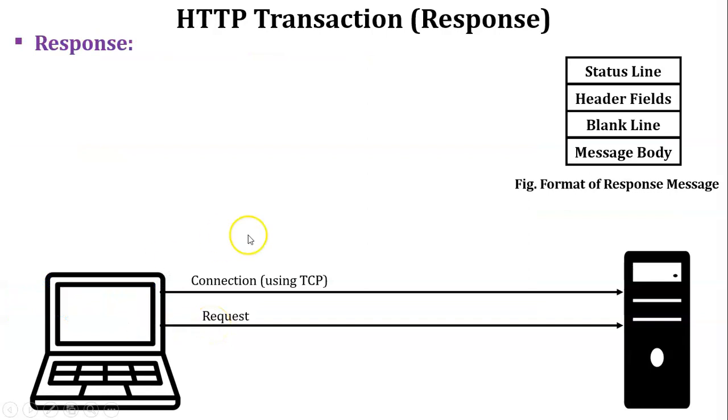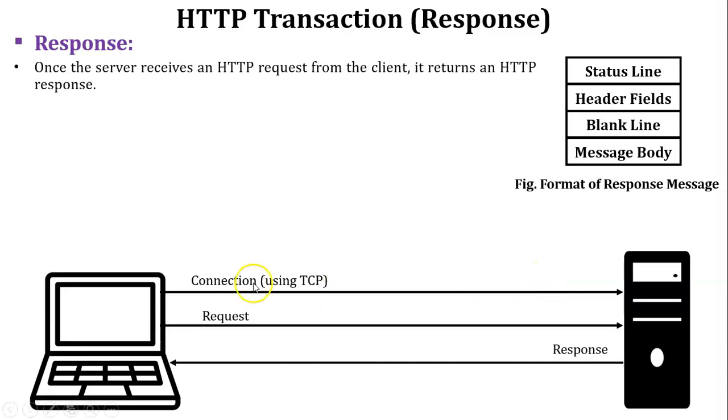Next component is response. We all know that the response message is sent from server to client. This figure shows the format of the response message. There is a minor difference between the format of the request message and the format of the response message. In request message format, the first field is the request line. In response message format, the first field is the status line. The remaining three fields are the same as the request message format. In this topic, I have discussed only the first field, the status line, of the response message format.